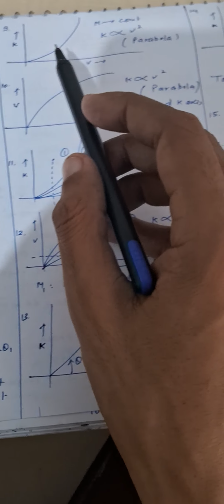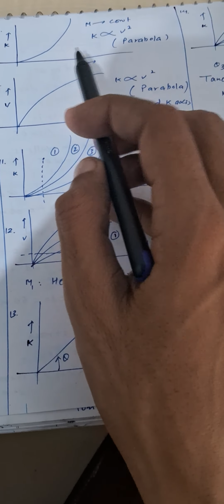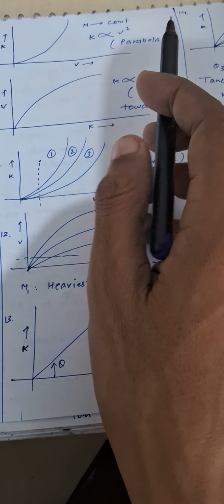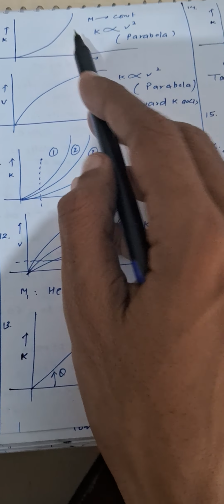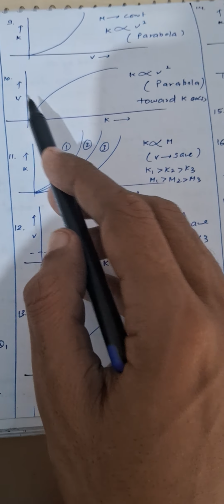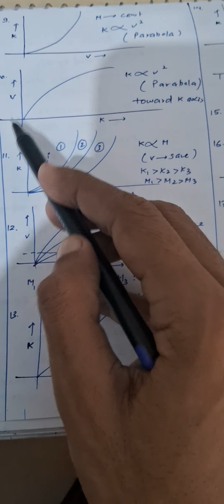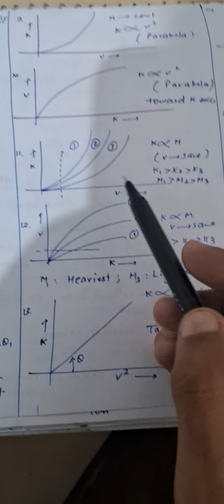Next we need to draw some graph between kinetic energy and speed under constant mass. So we can say that kinetic energy is proportional to v square. So the graph will be a parabola turning toward the k axis. Here also the graph is a parabola, but it will turn toward the k axis.